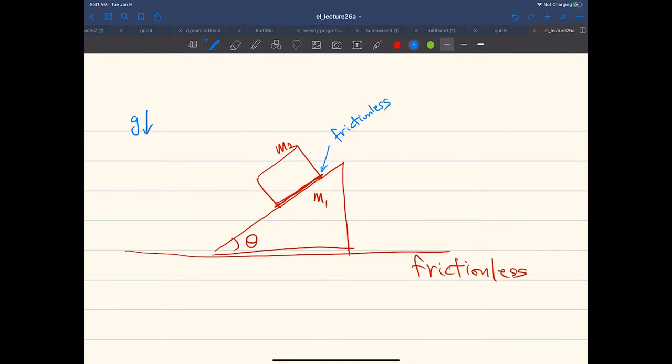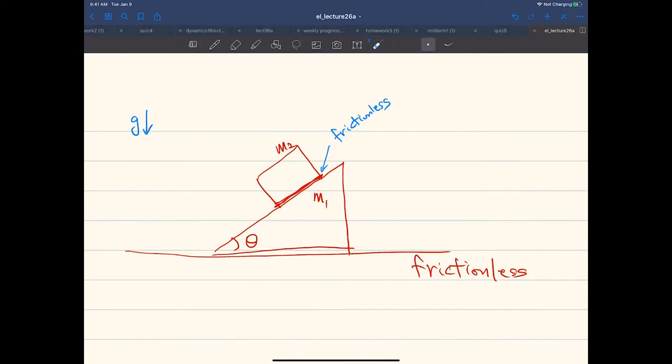So this wedge will slide in this direction because of the weight of the block. And due to gravity, the block will also slide down on the wedge, right? So that's what's going to happen. If you see the whole picture, this one will move in this direction, and that one will move in that direction. Okay. So that's our system, very simple.